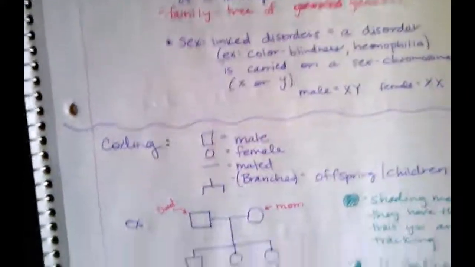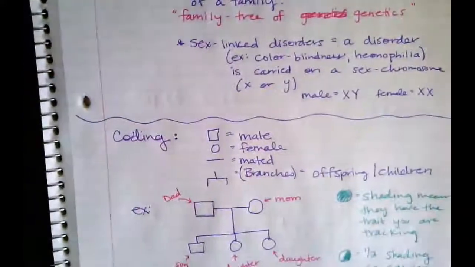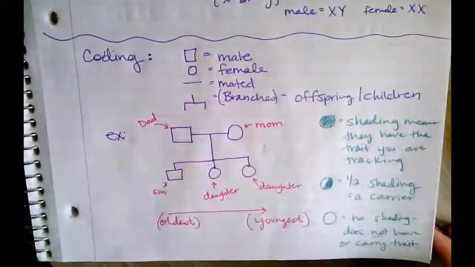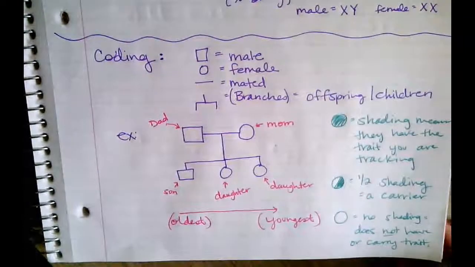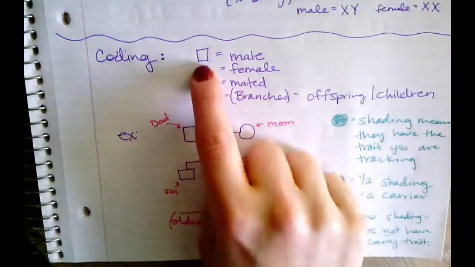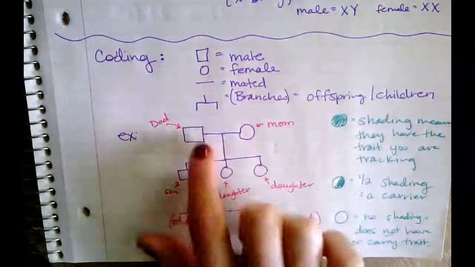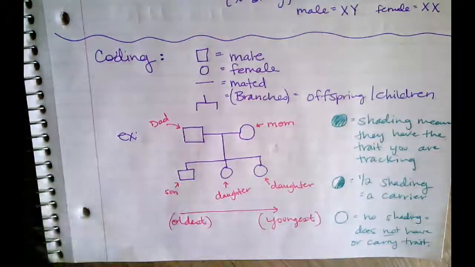I'm just going to show you the general coding real quick. For coding, there are a couple of things you need to pay attention to. Again, if you want to pause it and write it real quick so that you can listen to me explain it, or you can go with me and then at the end maybe rewatch it to get a better explanation. The way we code it is a square is a male and a circle is a female. We just use these shapes to show if they're male or female.